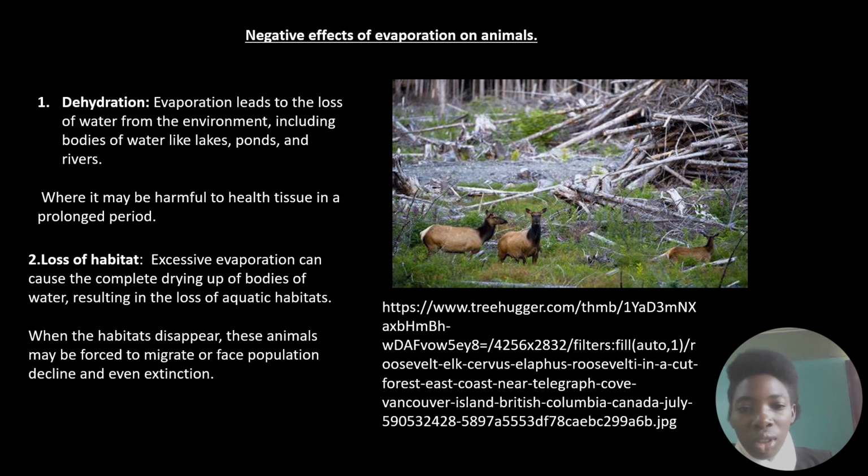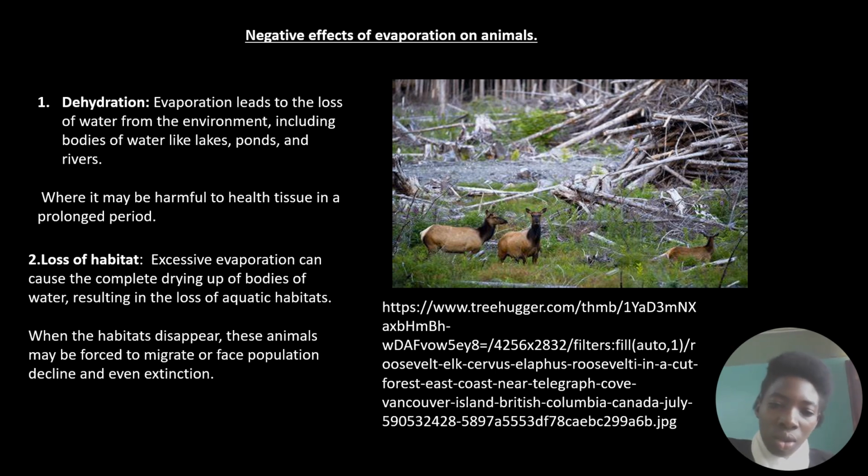So as the water from the environment evaporates or becomes vapor, it includes water bodies like lakes, ponds, and rivers. As the water vapor or evaporation rate increases, it will result in dehydration. And also, evaporation will result in loss of habitat. In this case, excessive evaporation can cause the complete drying up of water bodies, resulting in the loss of aquatic habitat.